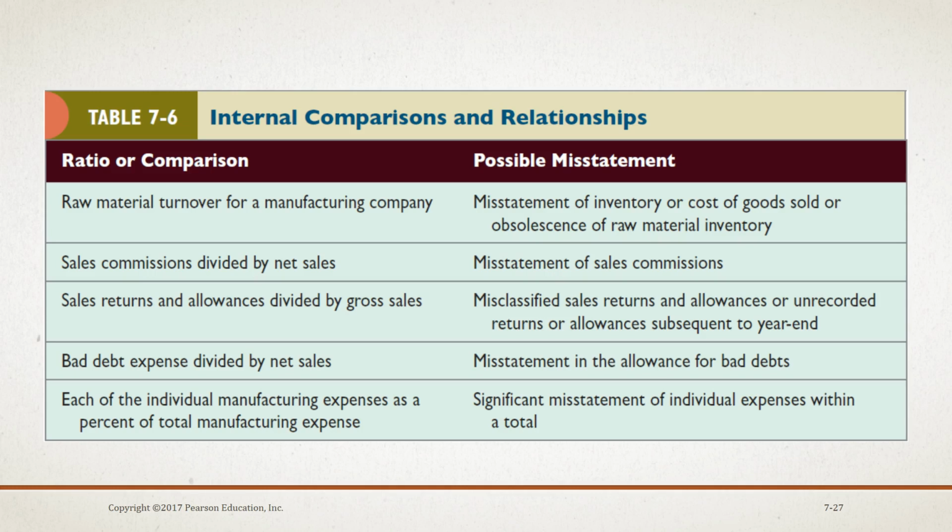So again, raw material turnover for a manufacturing company. It's ratios. What's the possible misstatement? The statement of inventory or the cost of goods sold or obsolescence of raw material. Sales commissions divided by net sales. What's a possible misstatement? The statement of sales commission. Another one, bad debt expense divided by net sales, misstatement in the allowance. So by looking at these certain types of ratios, we can see as auditors if something looks askew.